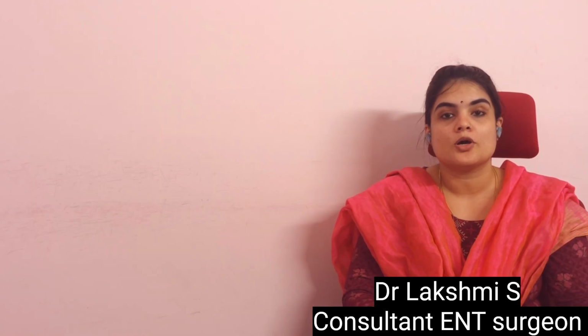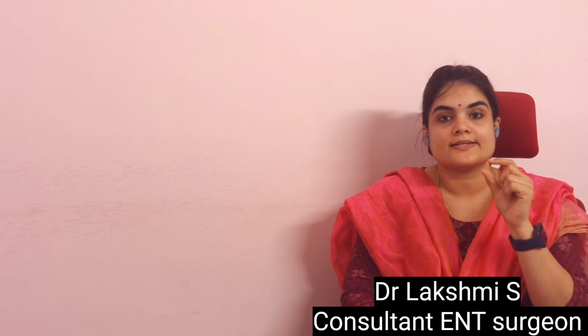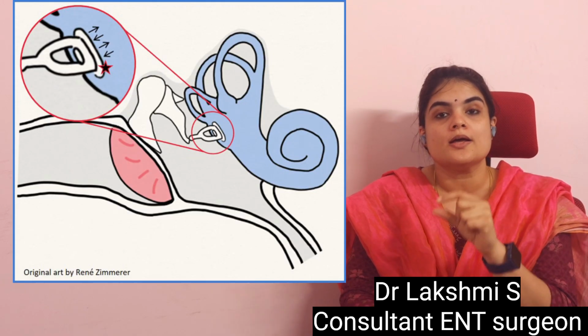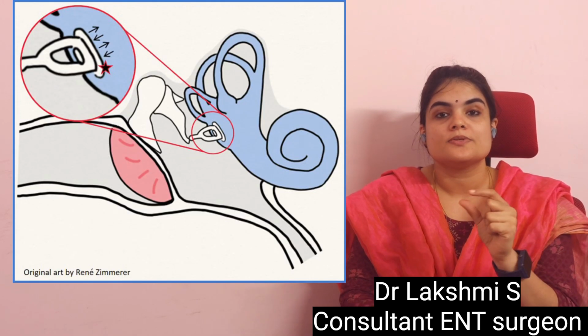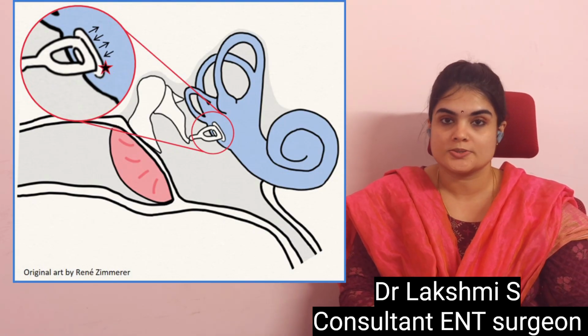When this abnormal sclerosis of bone happens, the stapes that is attached to the oval window will get fixed. So the stapes mobility is affected and the patient will have hearing loss. That is the problem with otosclerosis.